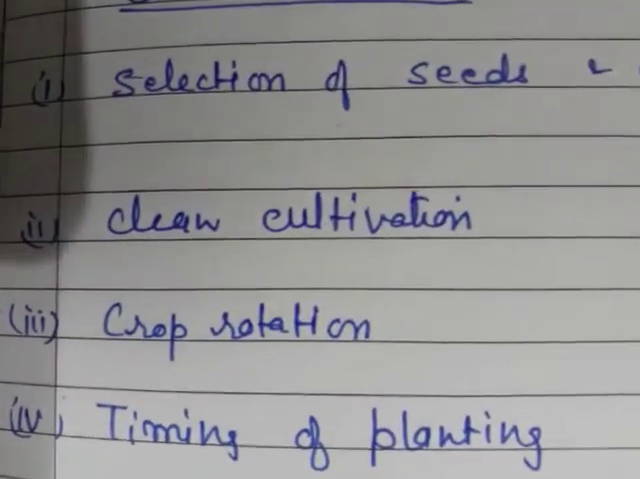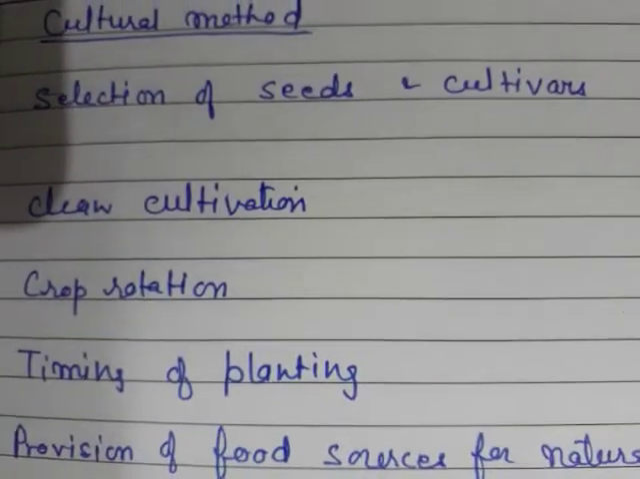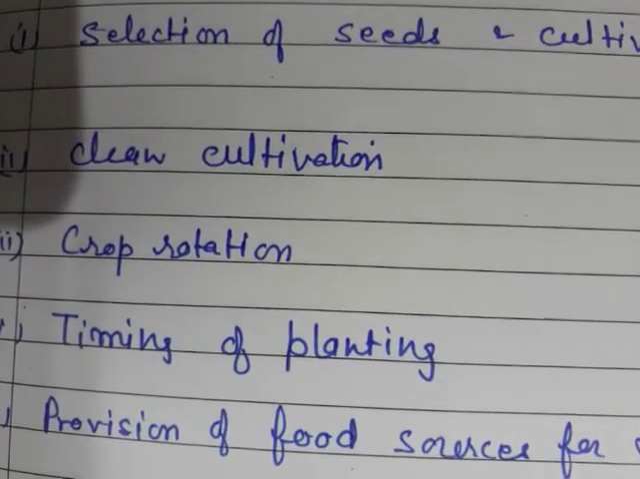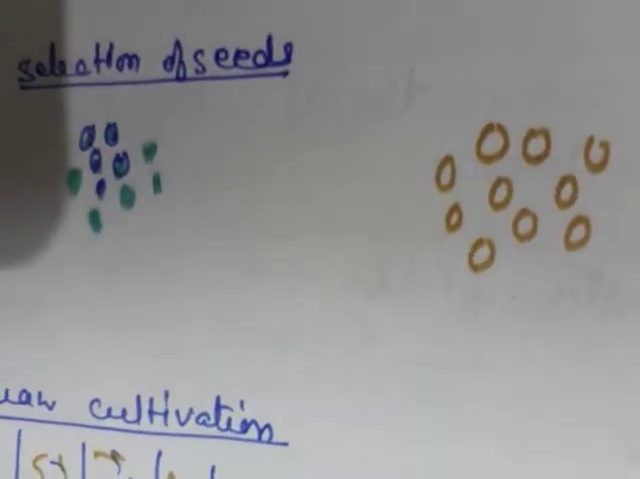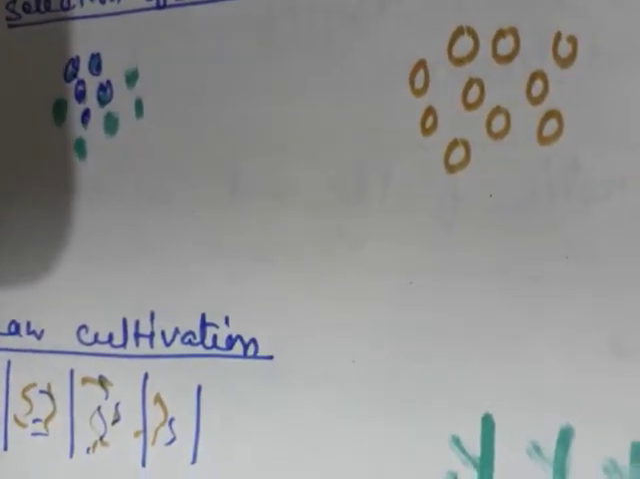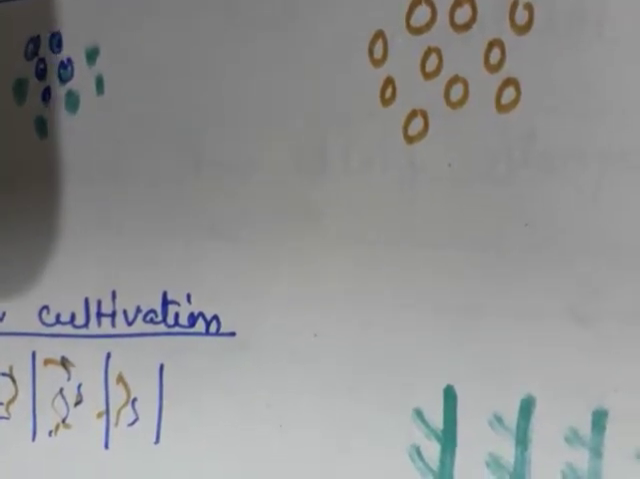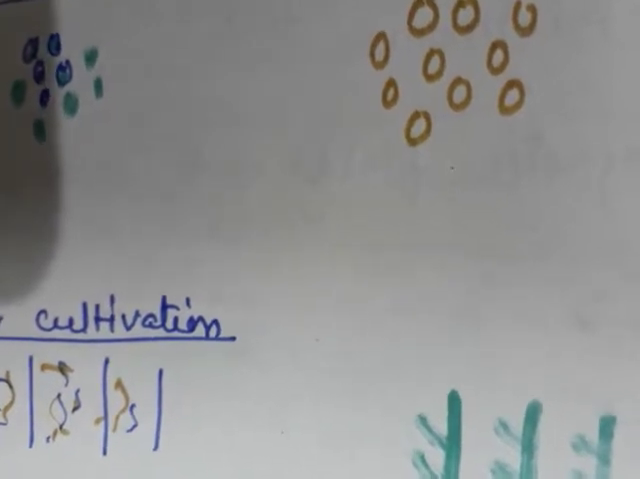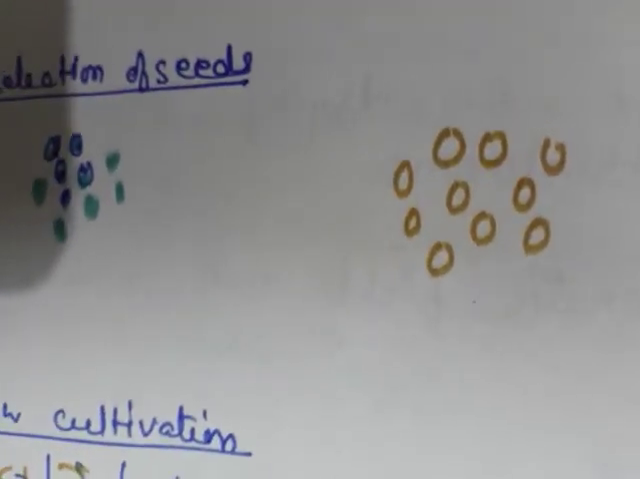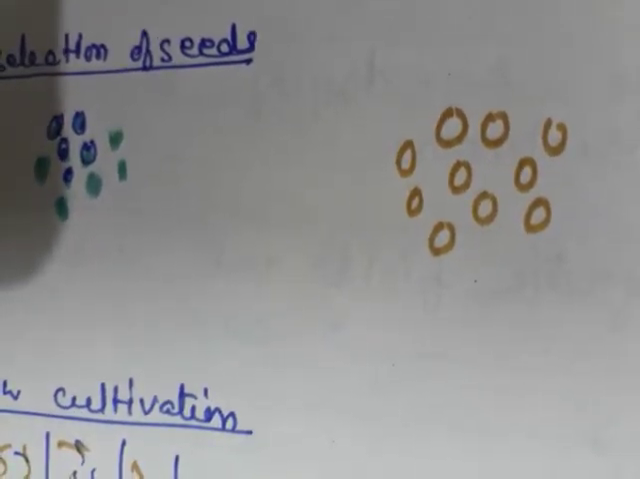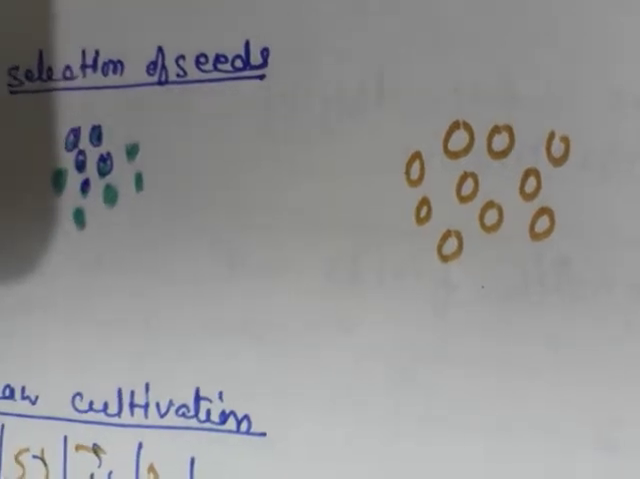First, selection of seeds and cultivars. The seeds should be healthy. Seeds damaged by the insect or other pest, if sown, may cause poor germination or poor health of seedlings. And seeds of resistant crop variety should be used for crop production.